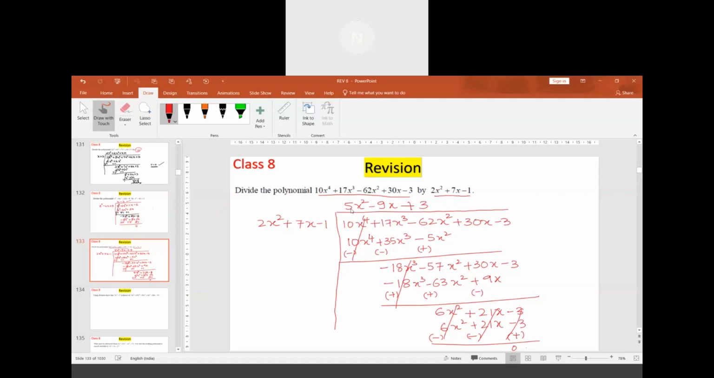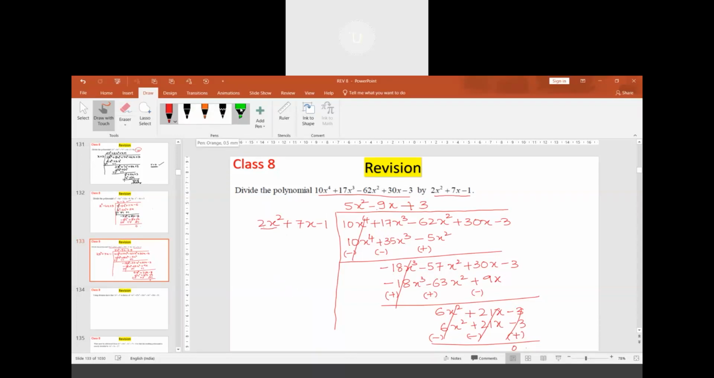2x square you will not get. The reason is the first term, you observe the coefficient is 10. To get 10, 2 is to be multiplied by 5 only. So you will get 10. After that, why has this minus 9 come? When we simplify here, we are getting minus 18. How to get minus 18 from 2? 2 is to be multiplied by minus 9, then only we get minus 18.